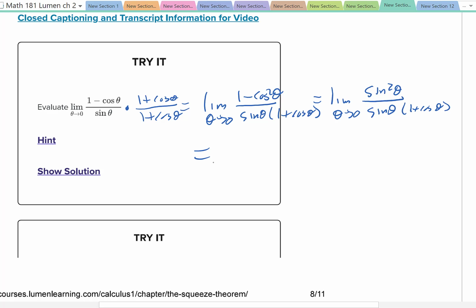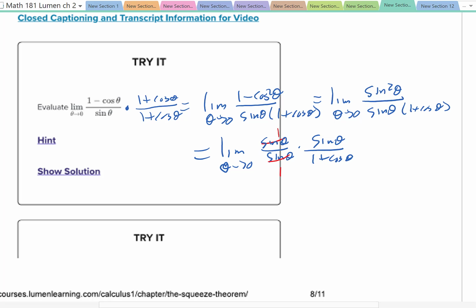If you want to split that up, I don't know that it's really necessary to go to all this length of work, but we'll just do it. The limit as theta approaches 0 of sine theta over sine theta times sine theta over 1 plus cosine theta. So these sine thetas divide out. Or you can take the limit then too, because you get a 0. Sine of 0 is 0. Cosine of 0 is 1, so it's 1 plus 1, so it's 0 over 2, which is 0.